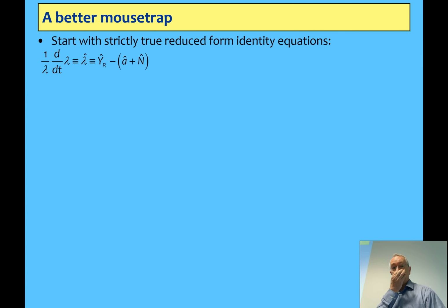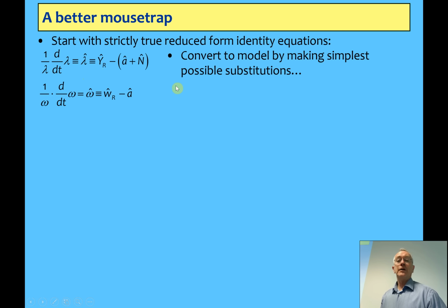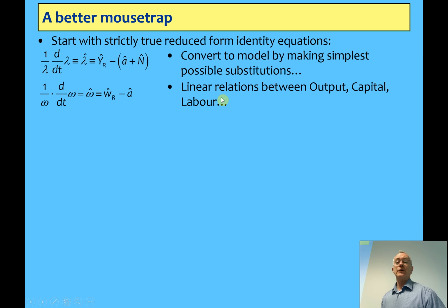So you start with these identities, and let's expand this out and make the model this time using the ratios, lambda and omega, rather than the absolute values. You start from this definition here, and these two definitions, and let's make the simplest possible substitution. So linear relations again between output, capital, labour, etc. Not because we believe them, but because it's the simplest possible way to start. And then you can add in the reality of nonlinear relationships later. So your output rate of growth.